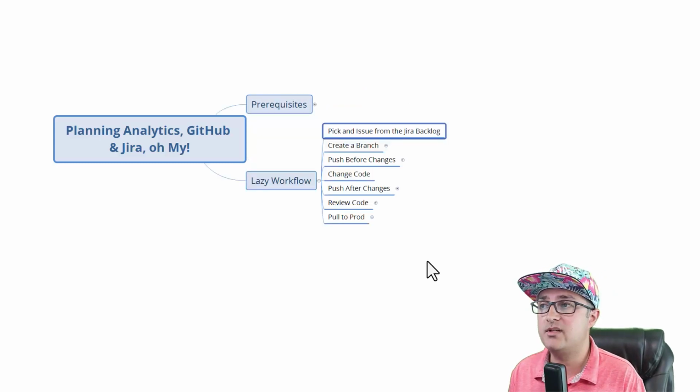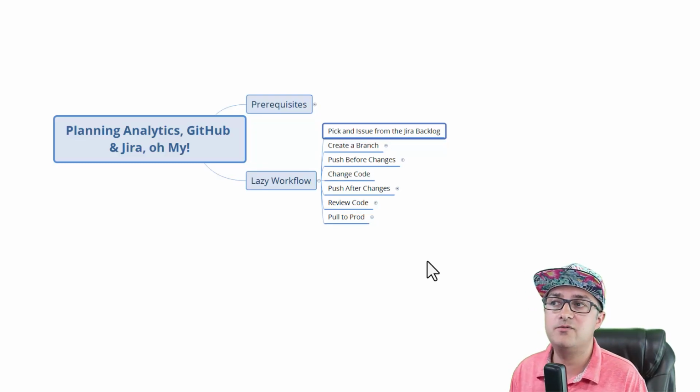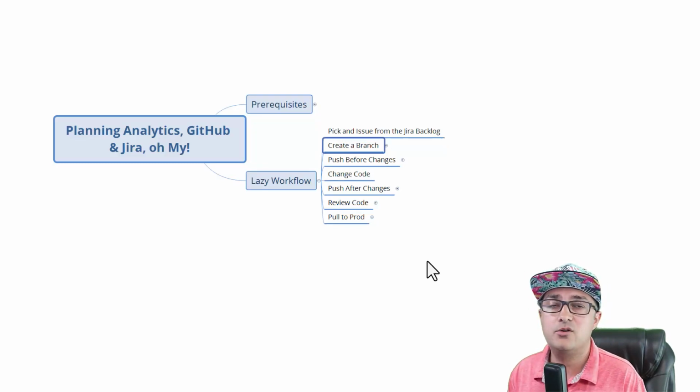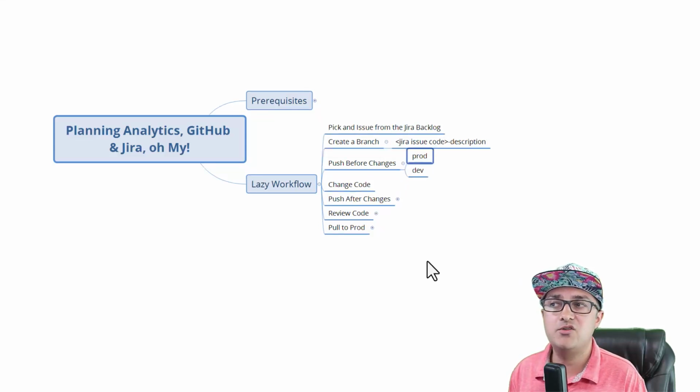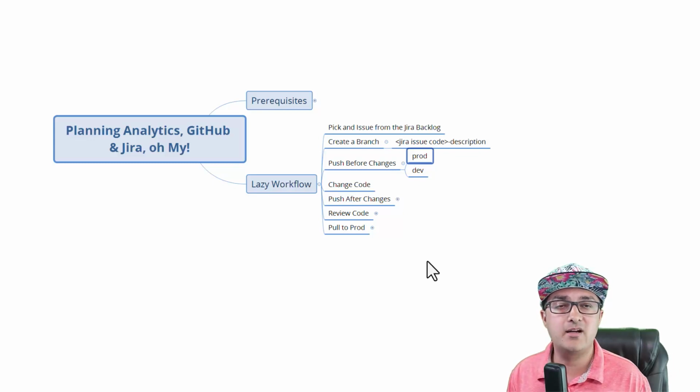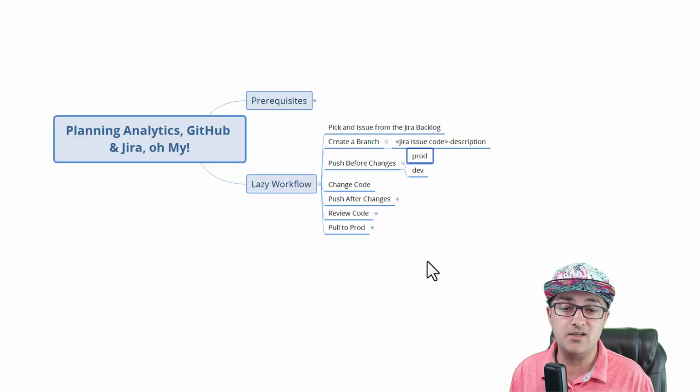I'm trying to describe it here. So what is the lazy workflow? Well, we want to pick an issue from the Jira backlog. We're going to create a branch, in this case with the Jira code and some description. We're going to push the changes before we touch anything. We want to err on the side of paranoia. So we're going to push everything from our production environment to a branch called prod, and everything from our development environment to a branch called dev. That way we've got a snapshot of everything in both environments before we make any changes anywhere.